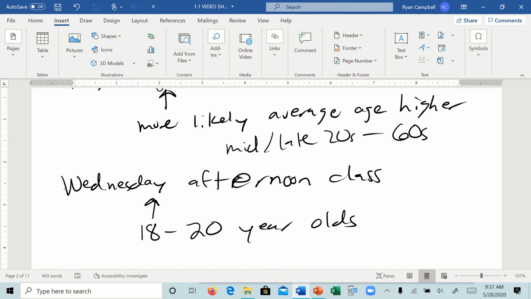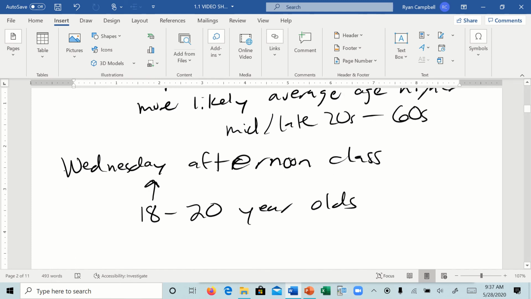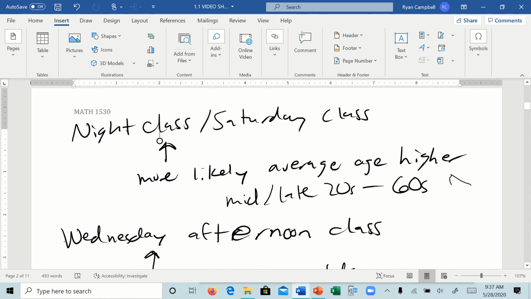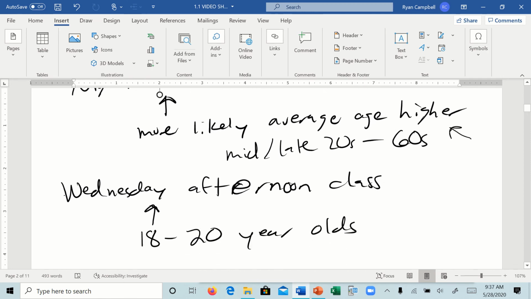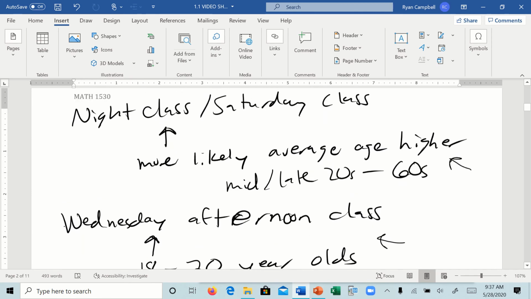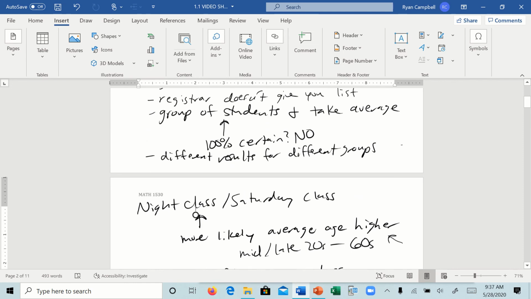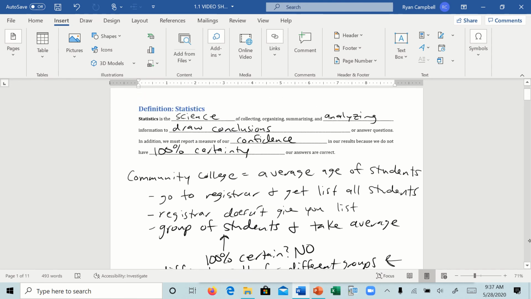These are probably going to be the students who don't have to work. They're living at home. Their parents are paying for college, right? So all they're doing is taking college classes. Now, that doesn't mean that an 18 to 20-year-old wouldn't be in a night class. It doesn't mean that an older student wouldn't be in a Wednesday afternoon class. But typically, at least in my opinion and what I have seen in my classes teaching these different types of courses, this is what happens, right? So regardless, remember, different results for different groups. So we cannot be 100% certain. So that's why we have to have some sort of confidence in there.